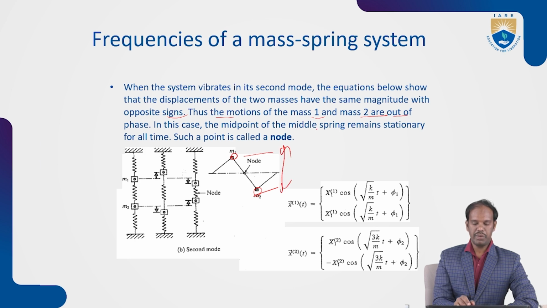So at this middle point the spring will remain stationary. Such a point is called a node. So this middle point will be called node 1.